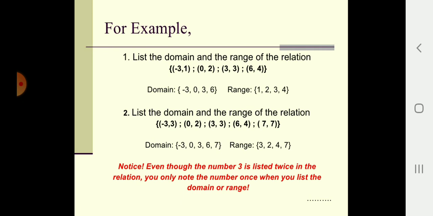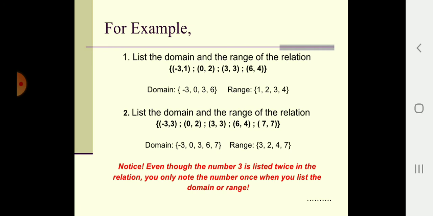(-3, 1), (0, 2), (3, 3), and (6, 4). So the set of the domain is {-3, 0, 3, 6}. And the range is {1, 2, 3, 4}.